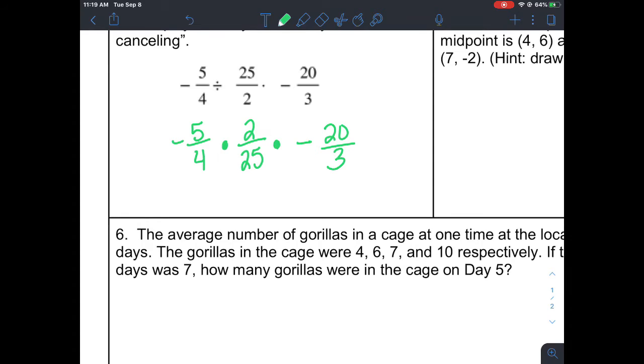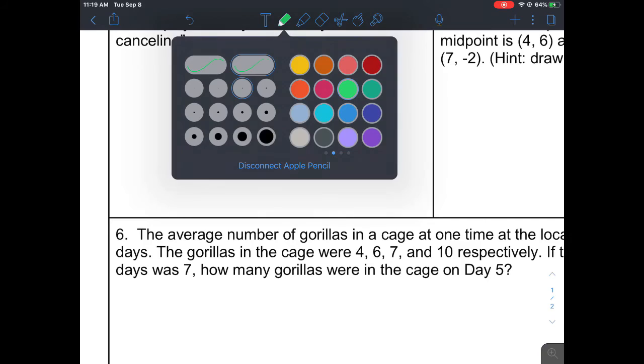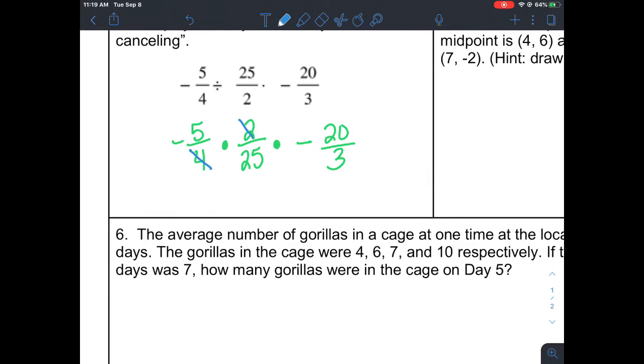Now I'm going to cross cancel because I don't want to do 5 times 2 times 20 and then divided by 4 times 25 times 3 and then reduce in the end because I hate reducing. So I'm going to cancel things out. So we have this 4 and this 2. We'll bring that to a 2, this to a 1.